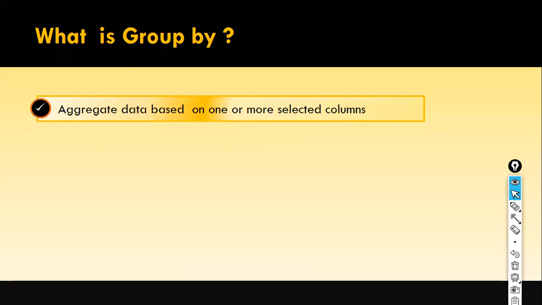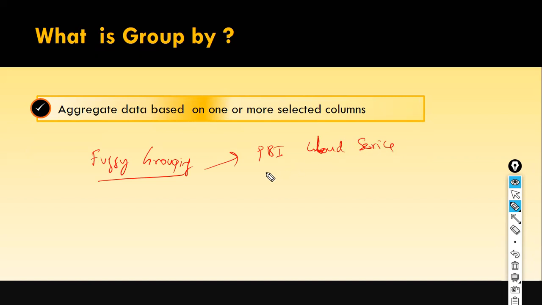Apart from group by, there is something called fuzzy grouping. Okay, you have something else called fuzzy grouping. What is fuzzy grouping? This fuzzy grouping you can do only in the Power BI cloud service. You cannot do the fuzzy grouping in your Power BI Desktop. In the case of fuzzy grouping, it groups text values by their similarity based on some threshold rather than exact equal values. For example, with the same example, I'm going to say a region column and a sales column are there.